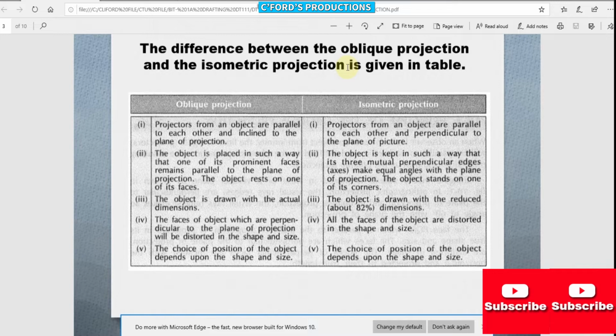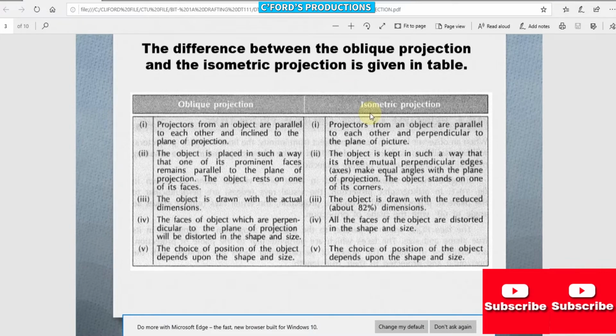Third, the object is drawn with the actual dimension in an oblique projection. Fourth, the faces of the object which are perpendicular to the plane of projection will be distorted in shape and also size. Fifth, the choice of position of the object depends upon the shape and the size.